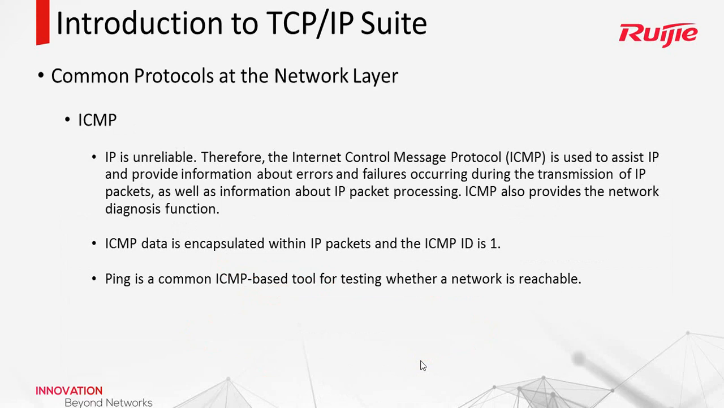ICMP is a very popular network layer protocol. It is called the Internet Control Message Protocol. And the protocol ID is 1. Last course, we showed you the ping function. Ping is a common ICMP-based tool, and it is used to detect the network connection.